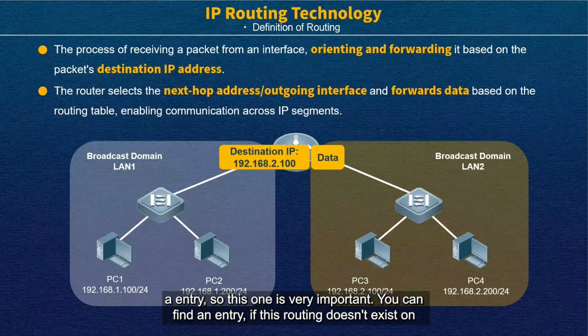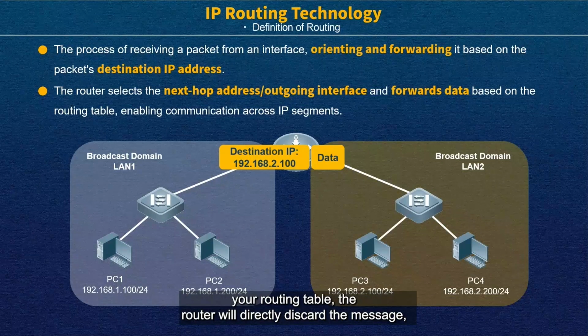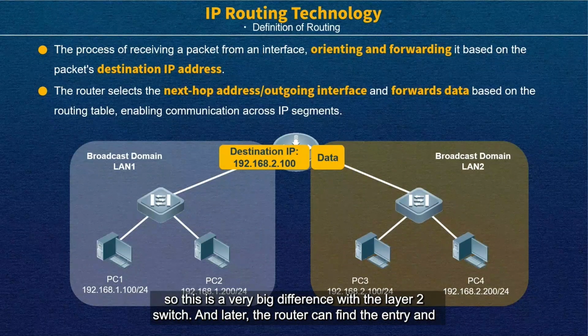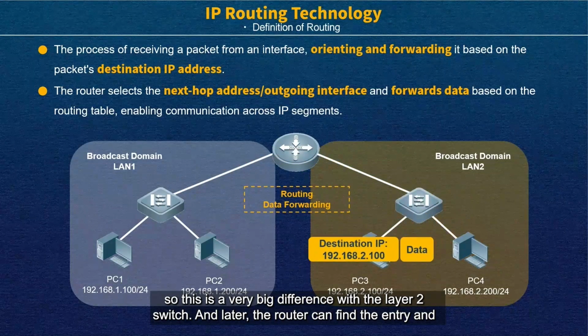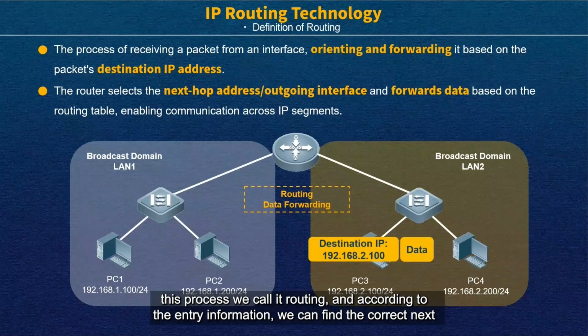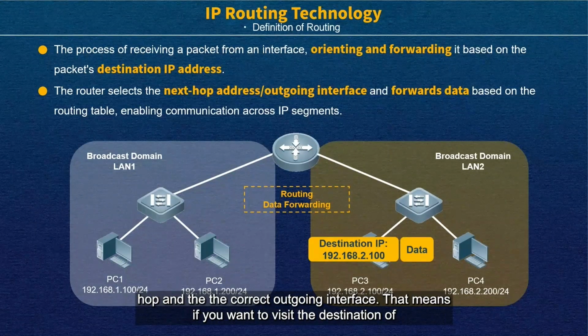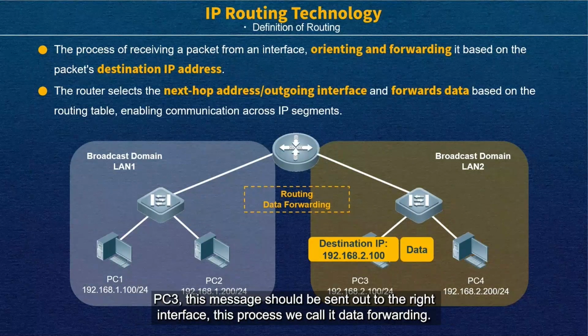If this route does not exist in your routing table, the router will directly discard the message. So this is a very big difference from the layer 2 switch. And if the router can find the entry, this process we call routing. According to the entry information, we can find the correct next hop and the correct outgoing interface. That means if you want to reach the destination PC3, this message should be sent out of the right interface. This process we call data forwarding.